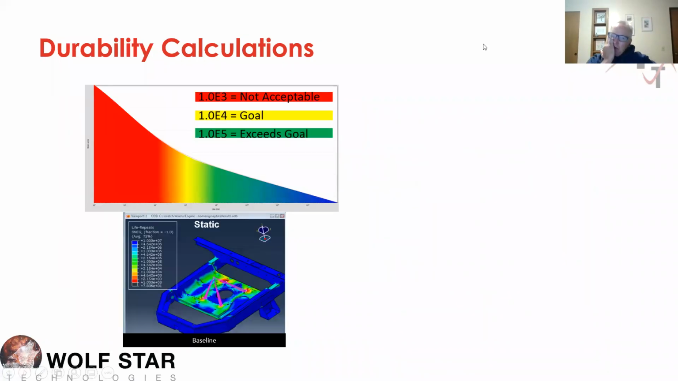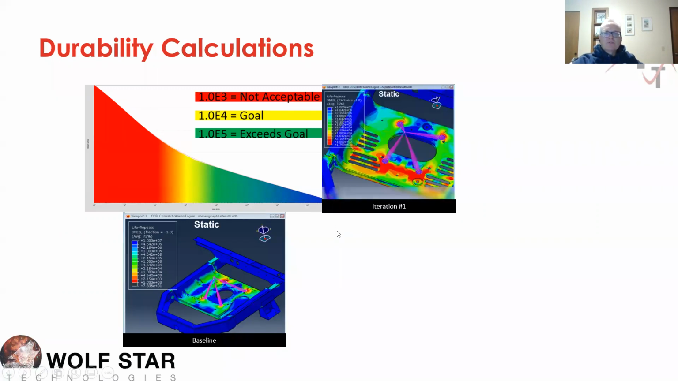So let me show you what's going on here. This is the durability calculations, okay? Their goal for this was 10,000 hours. The yellow here is showing the 10,000 hours on their material curve. And so we really want to see yellow, green, and blue in these plots. We don't want to see any red. Their baseline design was fine. There's some red here because of the RBEs we've got in the structure, but really their baseline design was just fine. And then this was their first iteration.